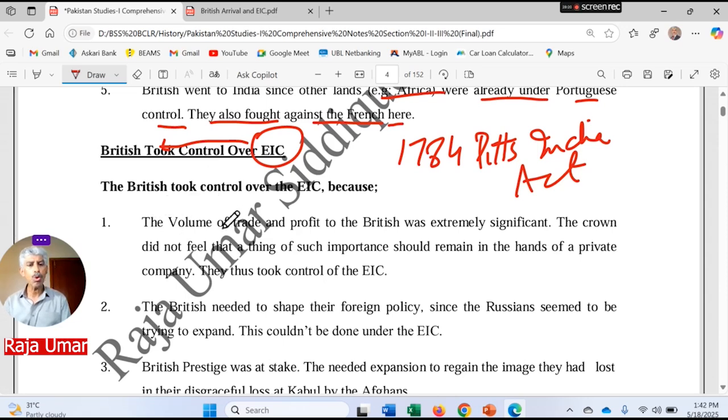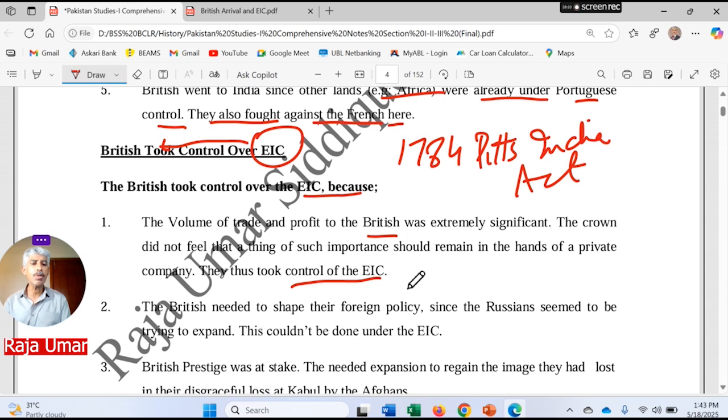So the British took control over EIC because the volume of trade and profit to the British was extremely significant. The Crown did not feel that something of such importance should remain in the hands of a private company. They thus took control of the EIC.